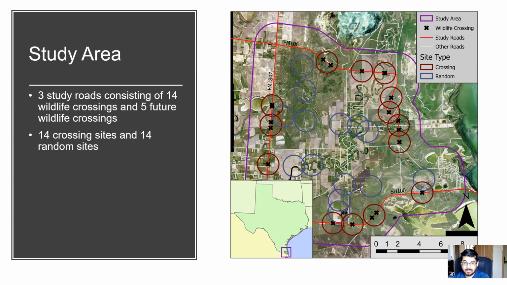So our study area includes several different land cover types, including urban areas, agriculture, rangelands, and the National Wildlife Refuge. So the landscape is highly complex, and this complexity could really impact crossing use at different sites.